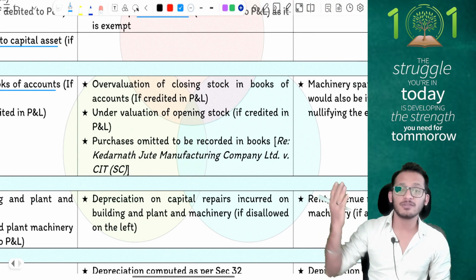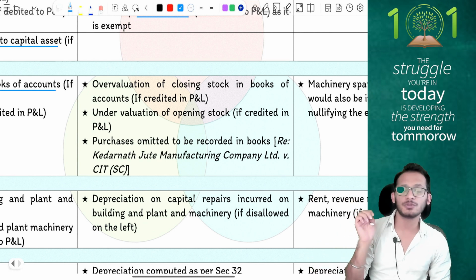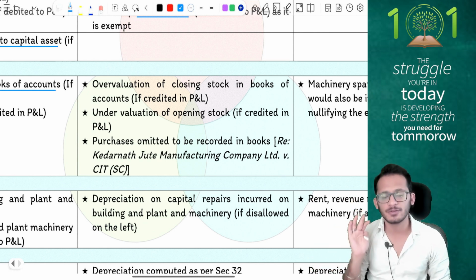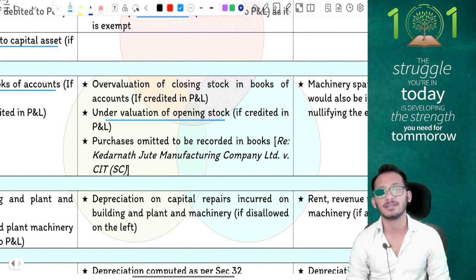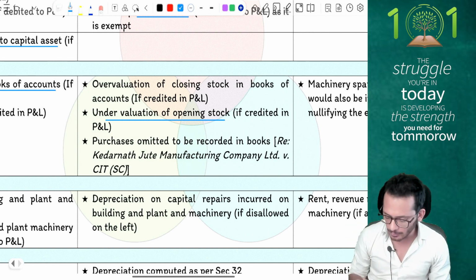On similar logic, people, if you come to the right side, it says overvaluation of closing stock. Now, if closing stock is overvalued, the net profit is already higher. Do I want to show that much high? No. And therefore, I will reduce it from my P&L. And if it is undervaluation of closing stock, the same logic remains. However, look at the critical ones.